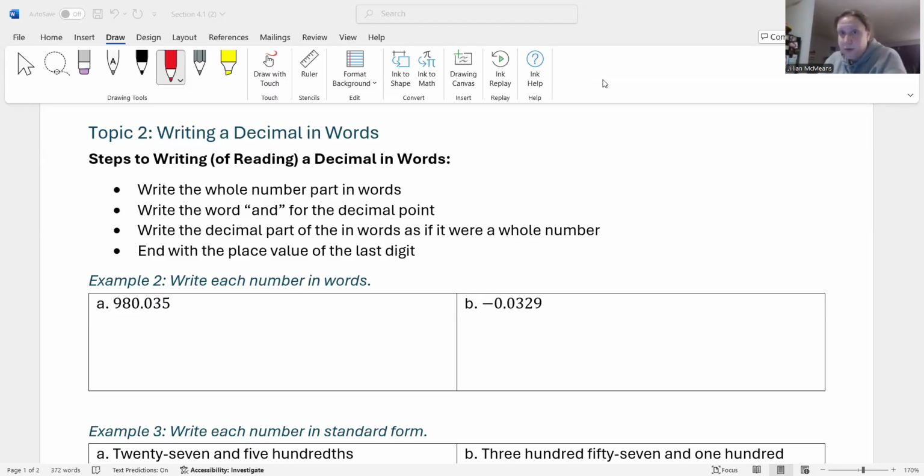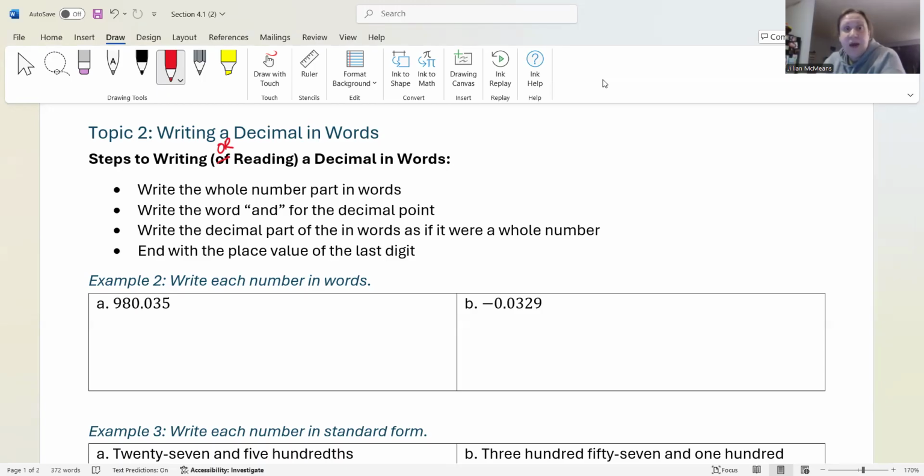So for topic two, writing a decimal in words. Steps to writing or reading a decimal in words. Write the whole number part in words. Whatever is before the decimal, say it or write it just like a typical whole number, like it doesn't have a decimal at all. And then when you get to the actual decimal point, we say the word "and."